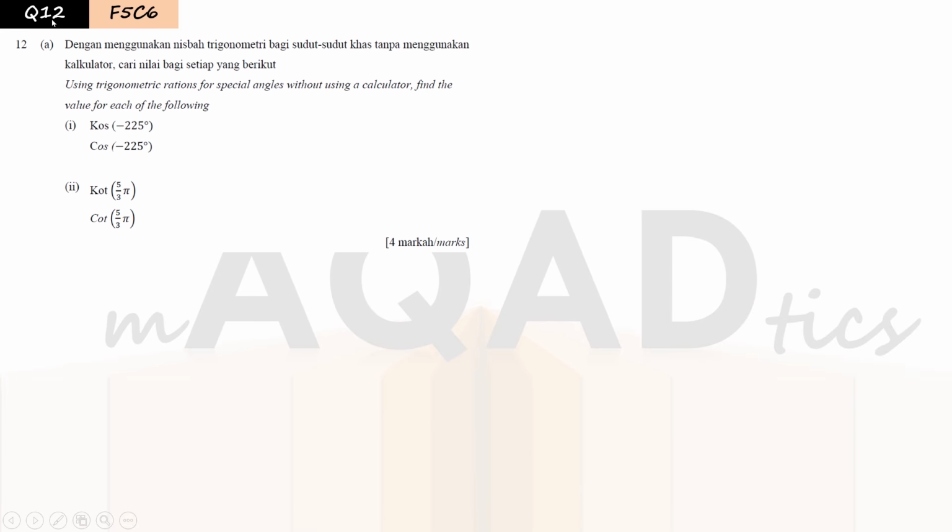And the last question in section A, coming from trigonometric functions. In part A, it says using trigonometric ratios for special angles. So this one, let me explain it later. And here it says without using a calculator. Without using a calculator, we need to find the values of these two things.